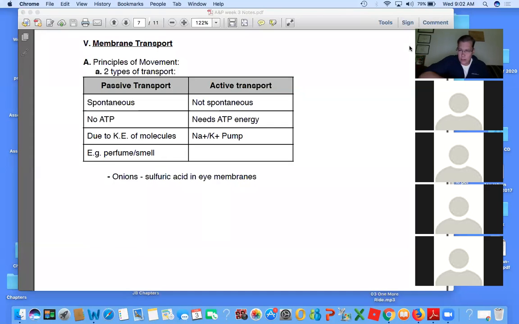Our agenda is to look at the rules and the procedures in the cell for how movement and physical activity takes place within a cell. And again, the onion example of sulfuric acid moving from the onion to your eyes is an example of something we call passive transport. Passive transport is movement, as you can see from the overhead.